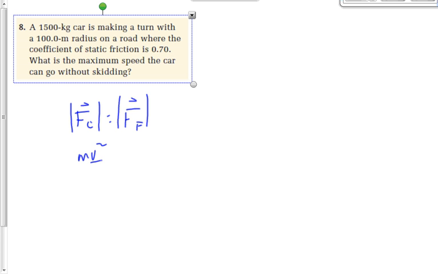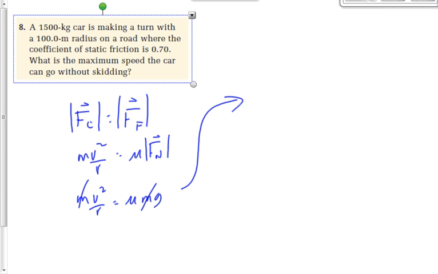So we say mv squared over r is equal to mu times the normal force. Now, the normal force, Jeremy, is what? Good. So we're going to replace Fn with m times g. And that's nice because it allows us to cancel out the mass. Even though we are given the mass here, so we don't have to cancel it out, it allows us to avoid plugging a couple more numbers into our calculator and lessens the chance of us making a mistake.